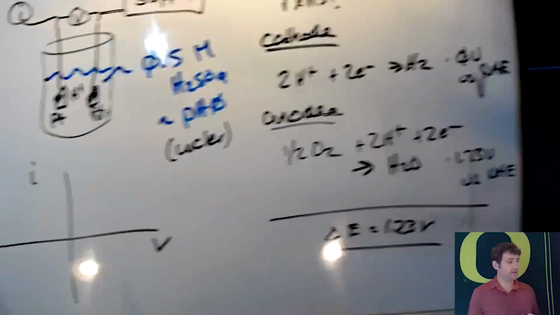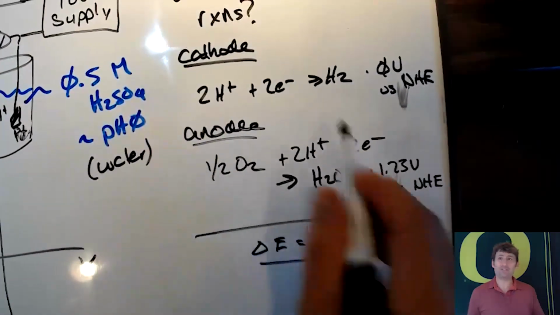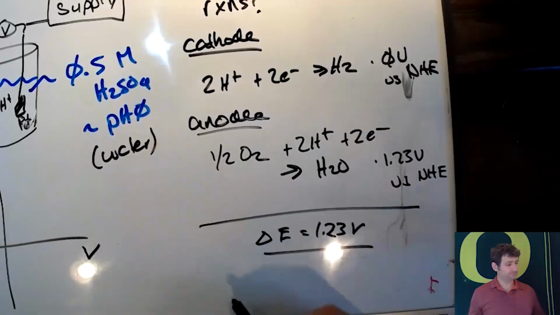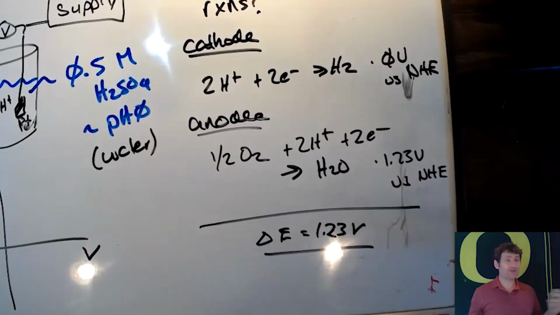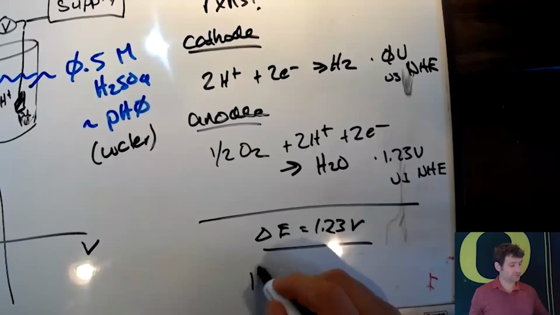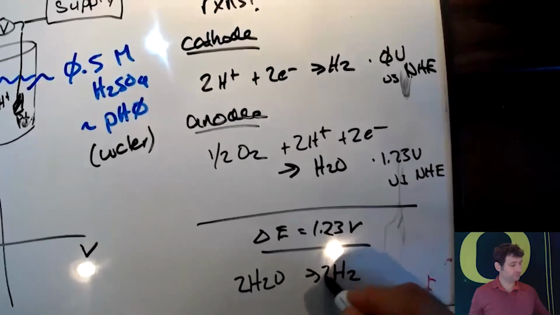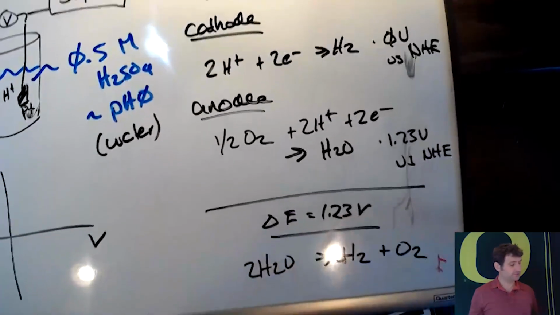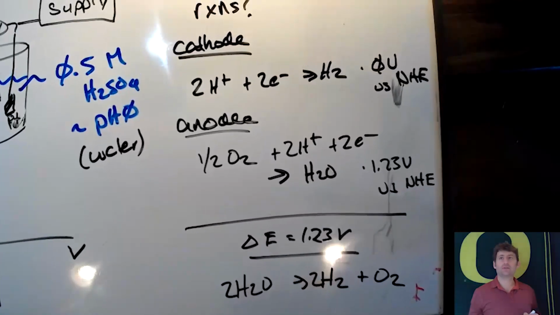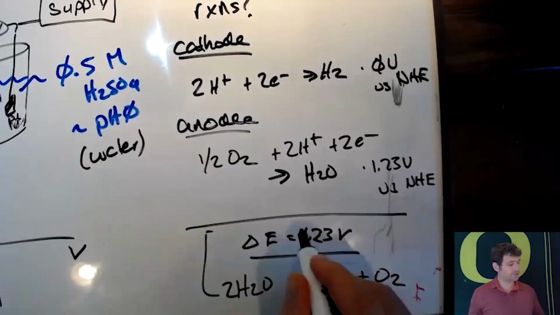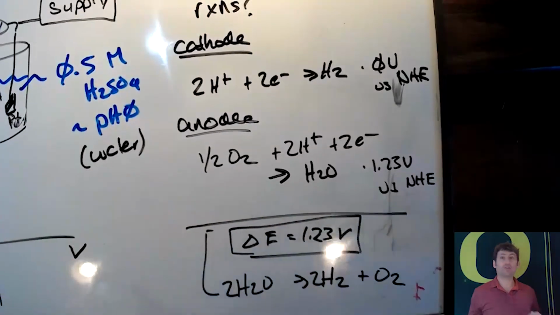So, I could see that if I added these two half reactions together, right? If I added these reactions together, what would my net reaction be? Well, my net reaction would just be H2O going to H2 plus O2, right? 2H2O going to 2H2 plus O2. So this is the net water splitting reaction, and this takes 1.23 volts to drive based on thermodynamics.